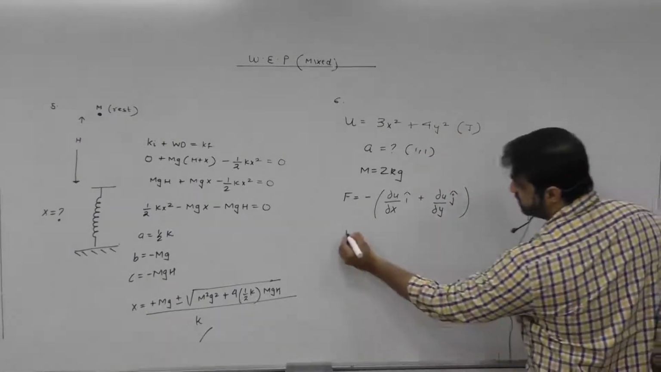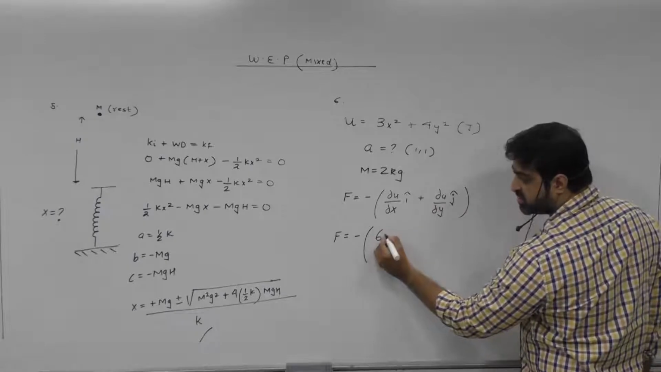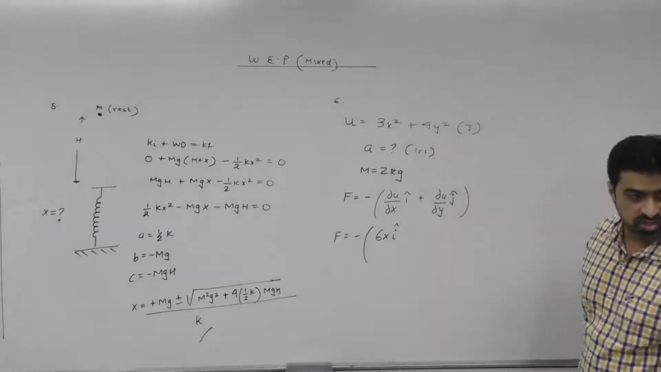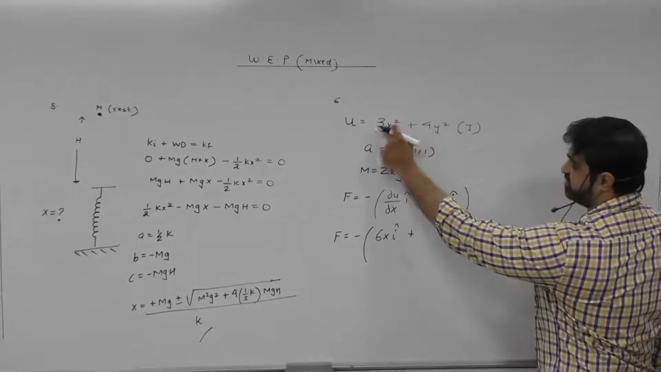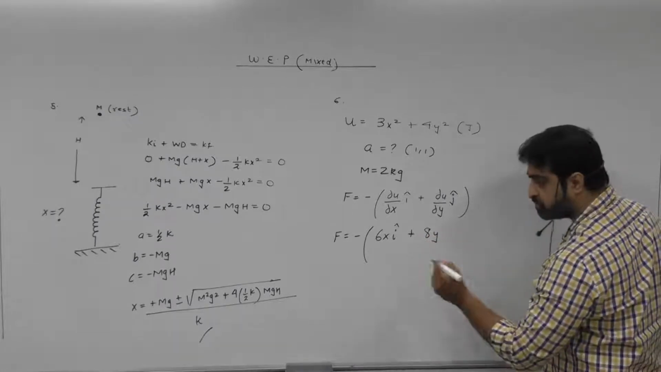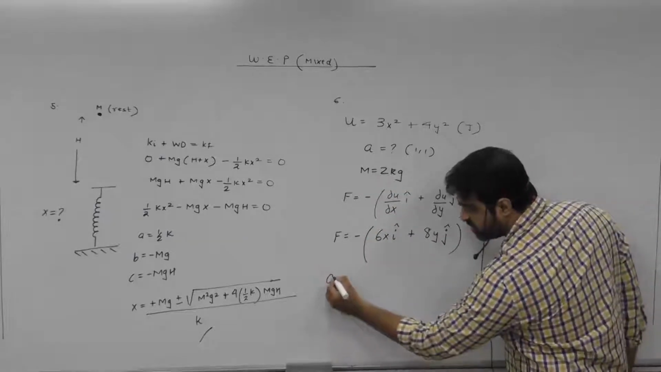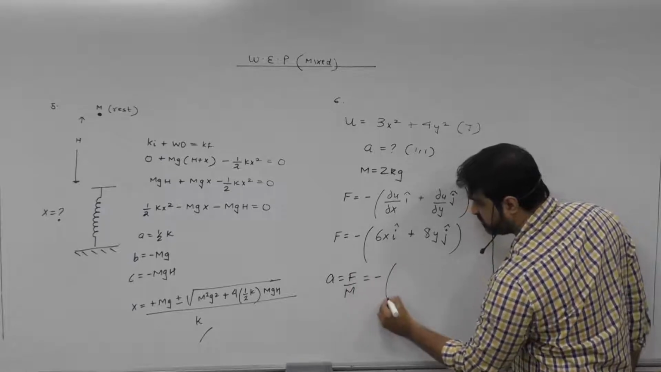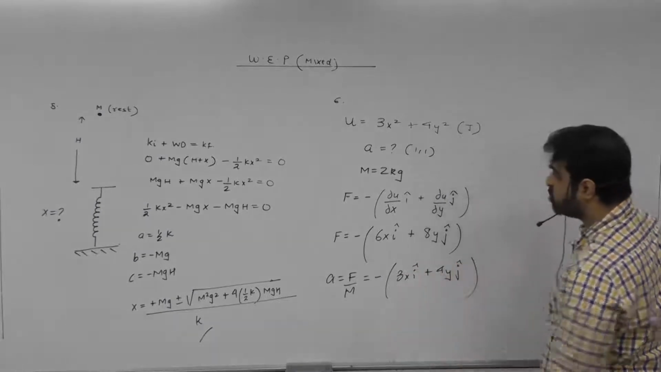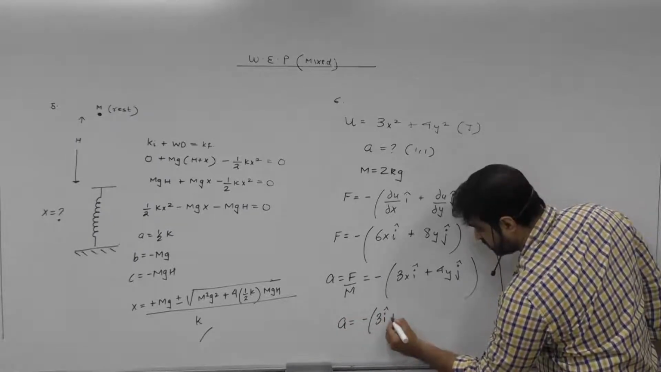Now we have to take the derivative with respect to x, taking y as constant. So the derivative will be 6x i cap. The second term will not remain because there is no x, so its derivative with respect to x is 0. Now the derivative of the first term with respect to y will be 0, and the derivative of the second term will be 8y j cap. If I divide this by 2, I'll get a, because a is F by m, which will be minus of 3x i cap plus 4y j cap. And at (1,1), I'll put x and y as 1. So a will become minus 3 i cap plus 4 j cap.